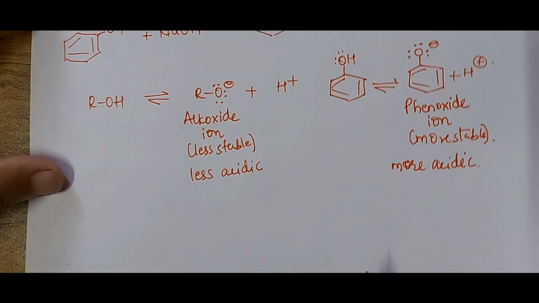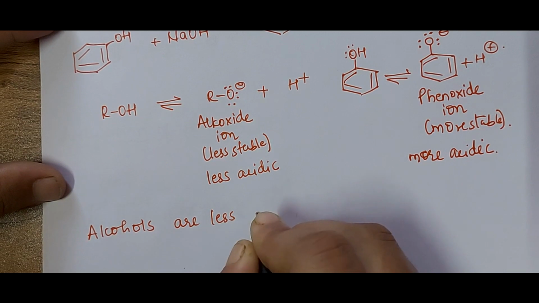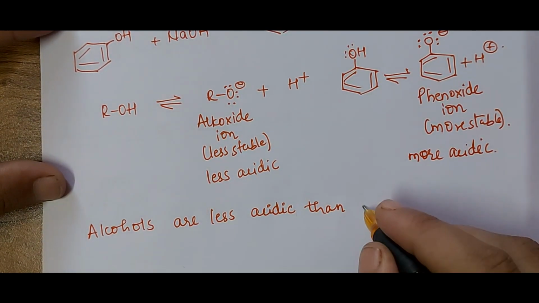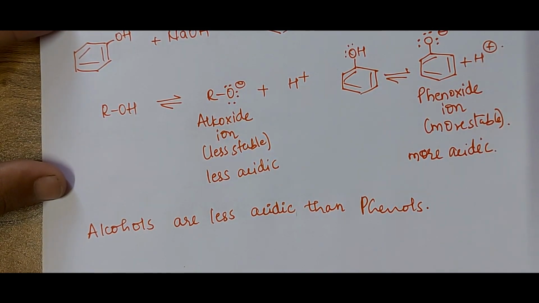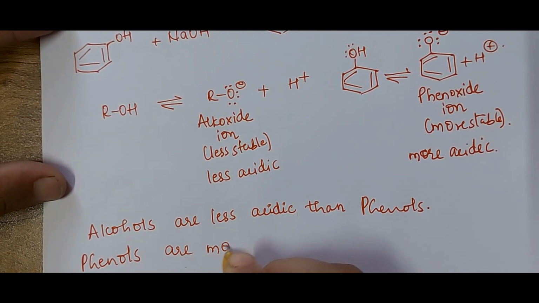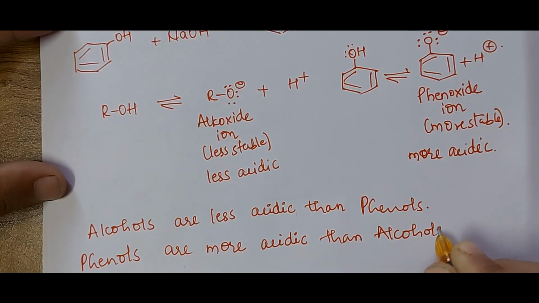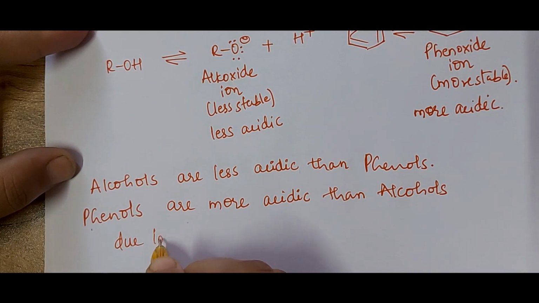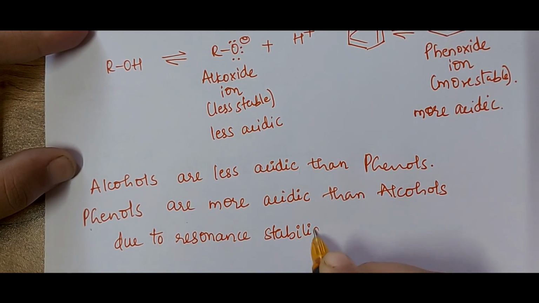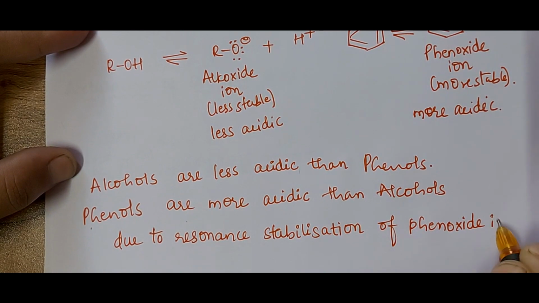Thus we can draw a conclusion that alcohols are less acidic than phenols, and phenols are more acidic than alcohols. And why is it so? Due to the resonating structures of phenoxide ion which stabilize it. So this reason you should know. This is important for your theory exam as a 2-mark question as well as for your multiple choice question. So due to the resonance stabilization of phenoxide ion, phenols are more acidic than alcohols.